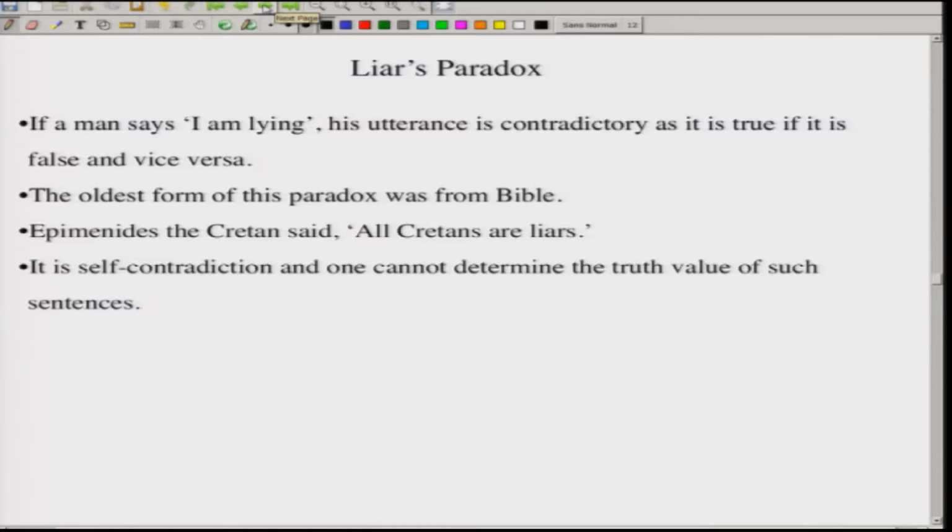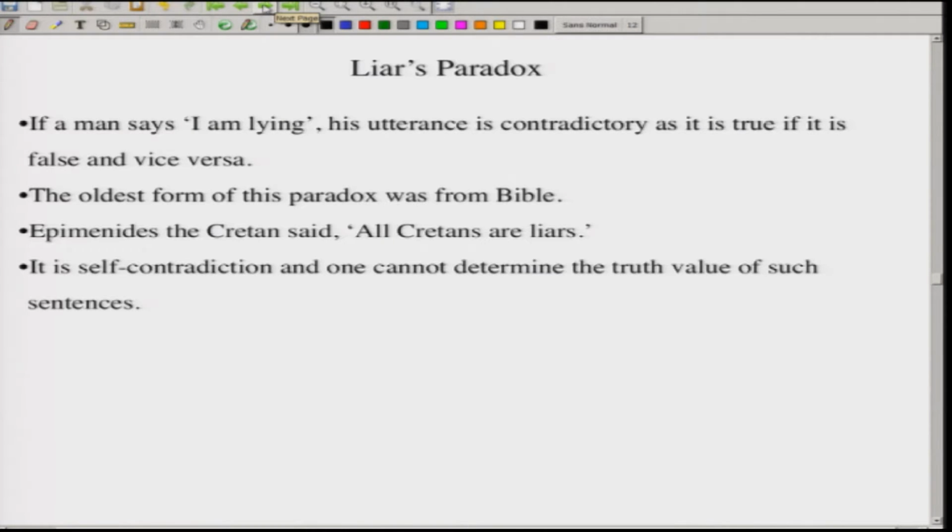In ordinary language, this paradox appears as the liar's paradox. What is it? For example, a man says, I am a liar, or I am lying. Now, this sentence is true only if it is not true. Look, here you can see the similarity. This is an ordinary language counterpart of Russell's paradox.